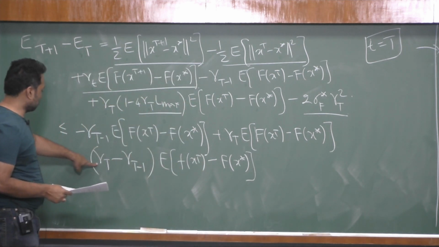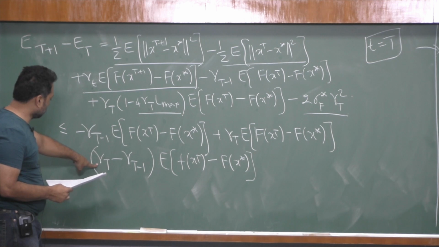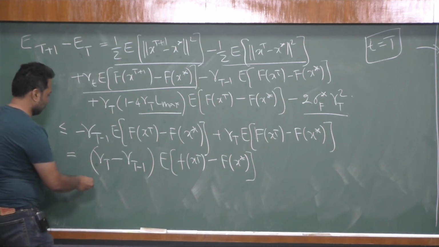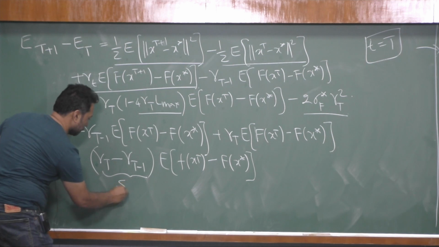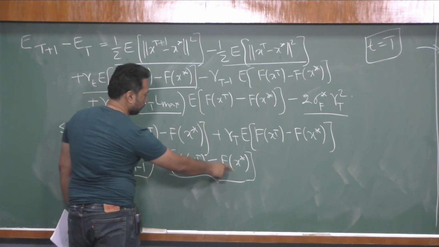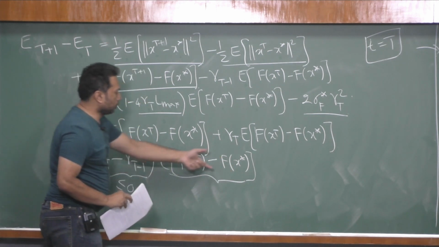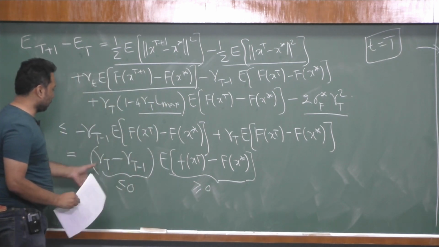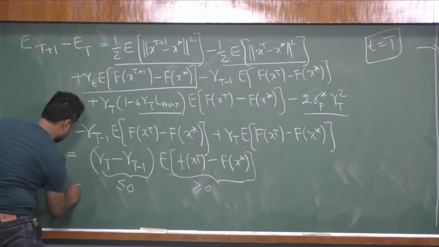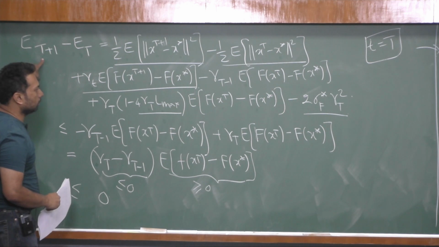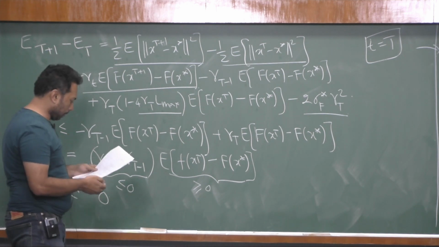So gamma t was non increasing, right? So this is less than equal to 0. Okay, so this is non increasing, so this is less than equal to 0, and this guy is greater than equal to 0, because this is the infimum and we are solving a minimization problem. So this is the minimum possible, so any arbitrary value will be greater than equal to 0. So overall this is less than equal to 0. Okay, so we have proved that Et plus 1 is less than equal to Et, meaning E is decreasing with t.